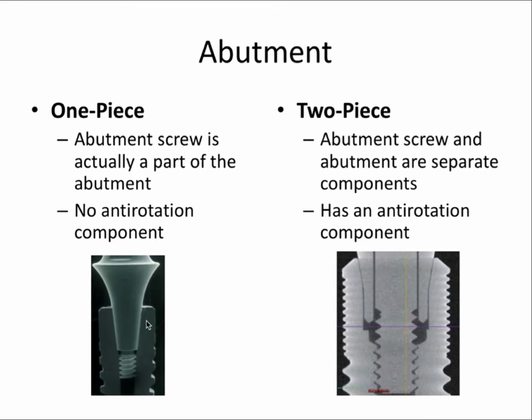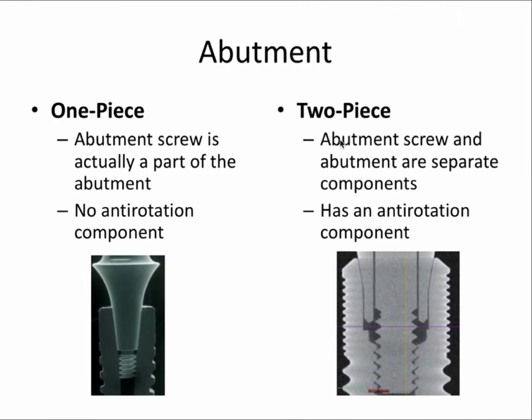So here is the implant body, the abutment screw, which is part of the larger abutment. It has no anti-rotation component, which we'll talk about in a later slide. Notice it has a smooth conical shape, which is called a conus, C-O-N-U-S, that wedges into the top of the implant to ensure proper seating.